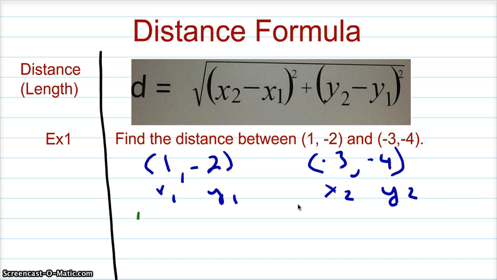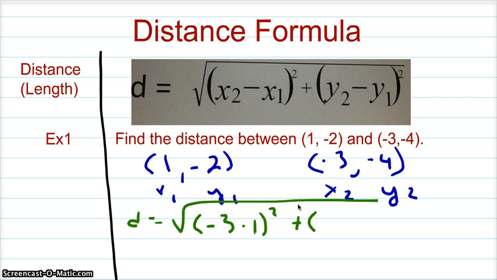So we have D equals the square root of x2, which was -3, minus x1, which was 1, squared, plus y2, which was -4, minus y1, which was -2, squared. Notice that I put minus a -2 because the formula has a minus in it, so I'm always still going to use that minus, okay?